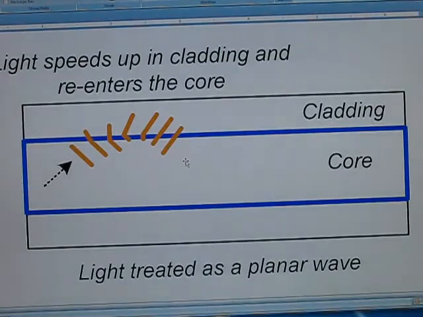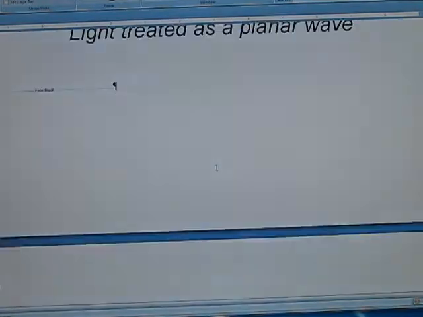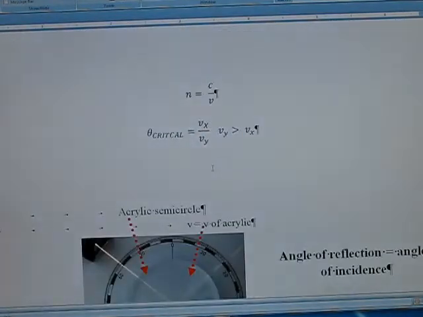Although this is a very simplistic diagram, it gives a pretty good idea of why the cladding-core boundary works. If it wasn't for the fact that the cladding had a higher velocity of propagation, the light would not be speeding up. What that basically means is the N of the cladding is closer to 1, which is the N of air, than is the core. So the N here is less than that of the core. And a couple of equations there.